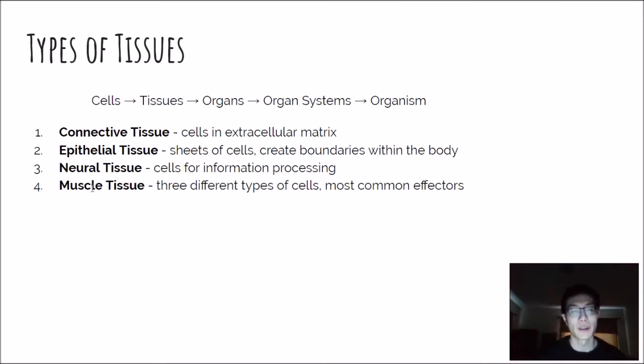And then we also have neural tissues, which allows for information processing. So we're talking about neurons again. And then finally, we have muscle tissue, which there are three different types. And muscle tissues are very important because not just with contraction, they are also one of the most common types of effectors within our body. So connective tissues, which are cells in the extracellular matrix, epithelial tissues, which basically create boundaries, neural tissues allow for information processing, and muscle tissues, which are your effectors, or most common types of effectors.